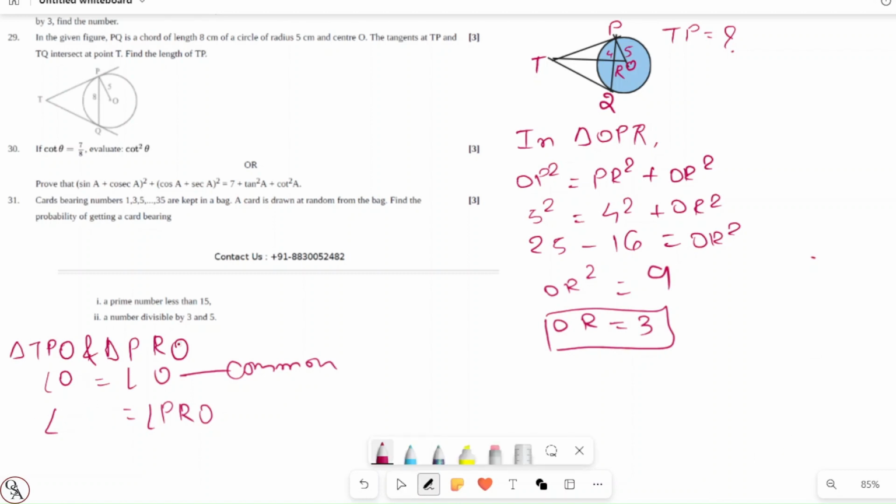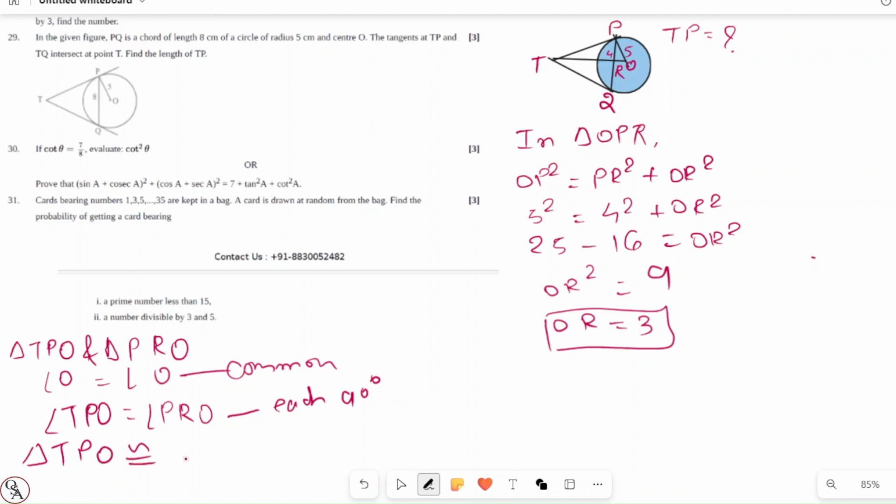So my angles TPO and PRO, both angles are 90 degrees. Hence, as per the AA postulate, both the triangles are congruent, right? So triangle TPO is congruent to triangle PRO by using the AA postulate.